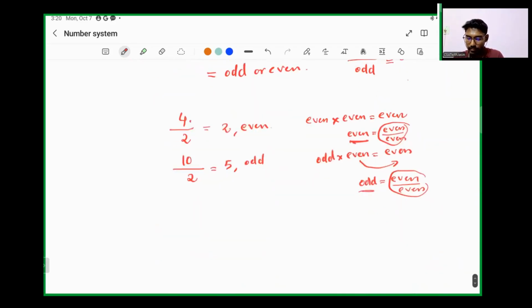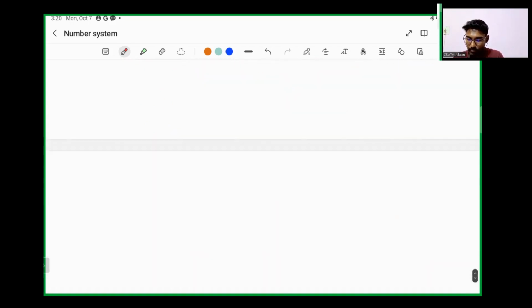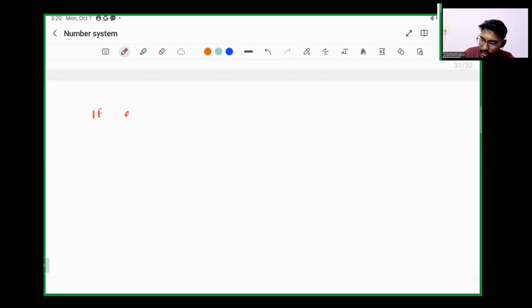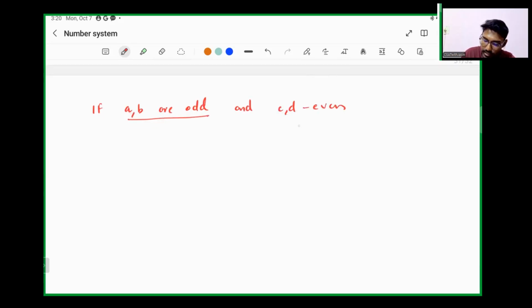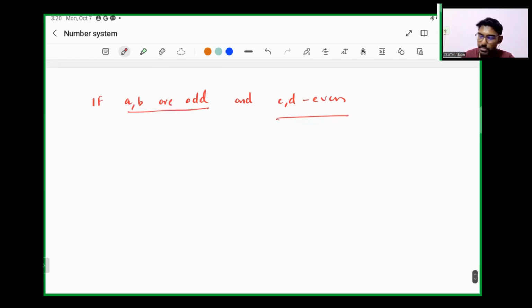Clear? Now I will give you one example. Just try to answer this. If A and B are odd and C and D are even, then you need to tell me, I'll give you some expression, just tell me if it's even or odd. So I'm giving you A plus B into C plus D, whether it's even or odd. Try to answer this one.